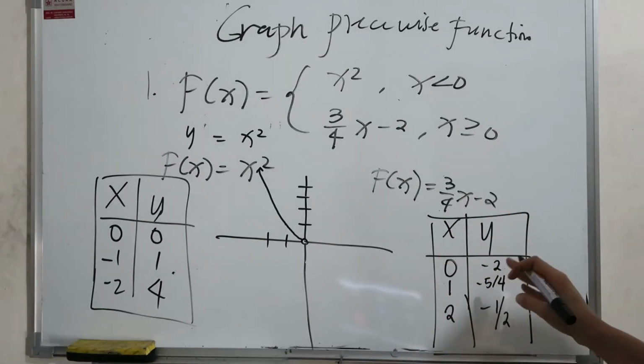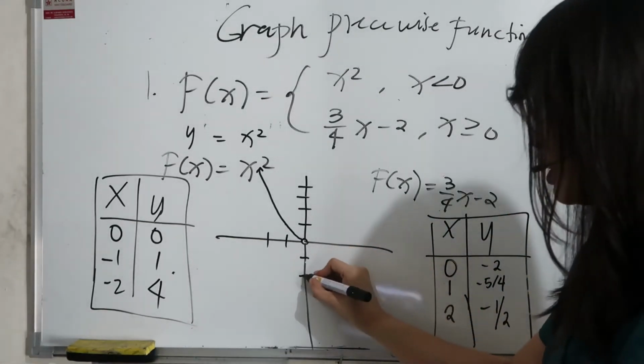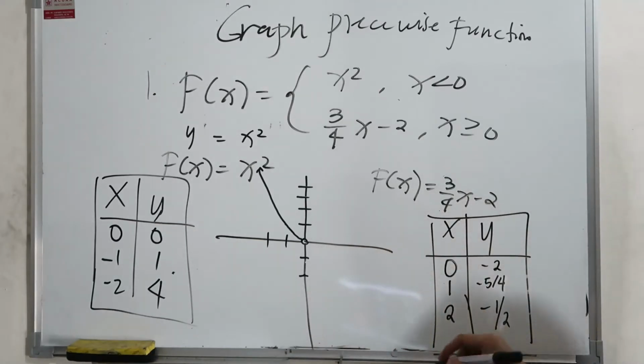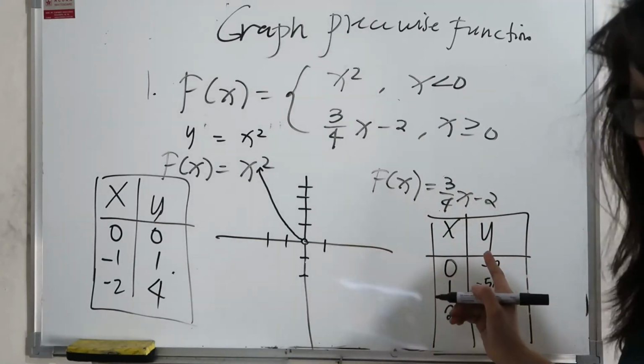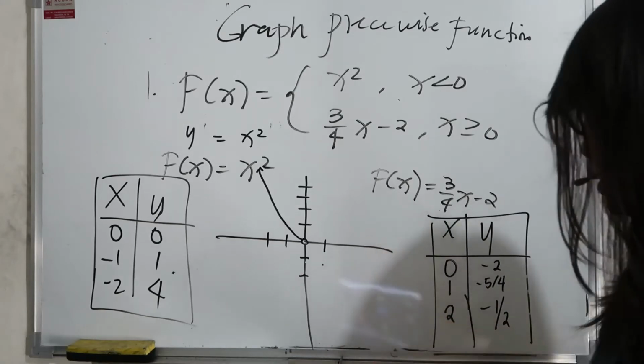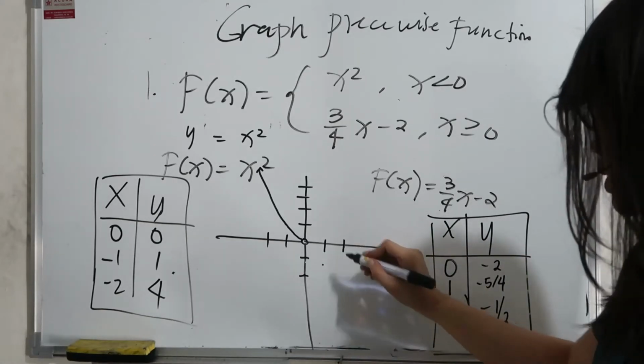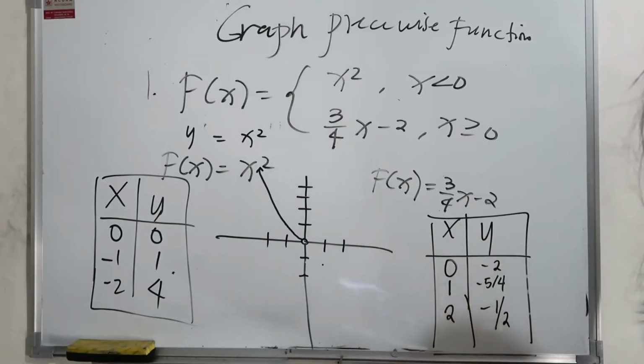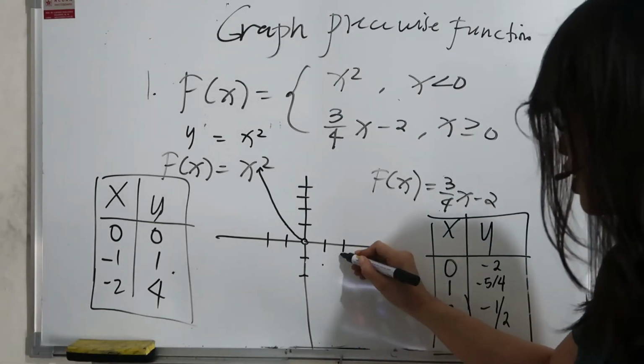So we have (0, negative 2) here. And then we have (1, negative 5/4). Negative 5/4 is located between negative 1 and negative 2, so more or less here. And then (2, negative 1/2). Obviously, it's between 0 and negative 1, so more or less here.